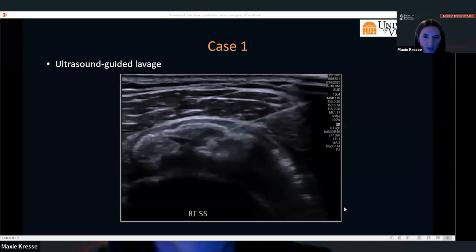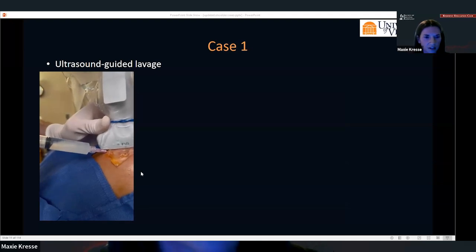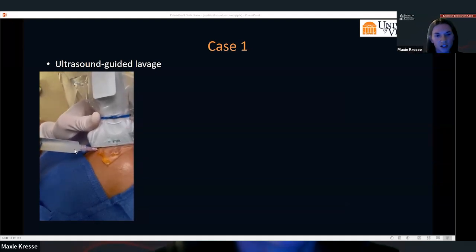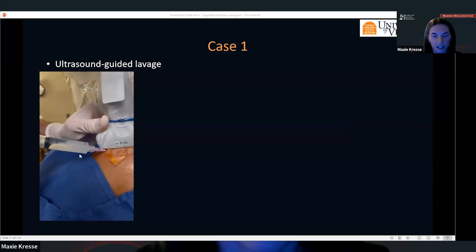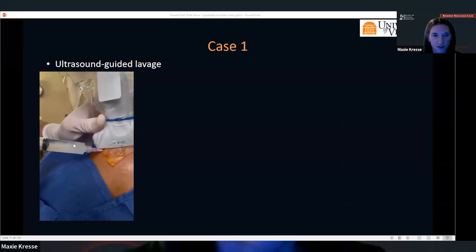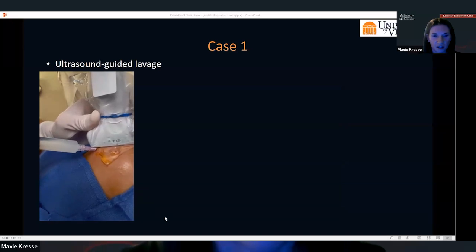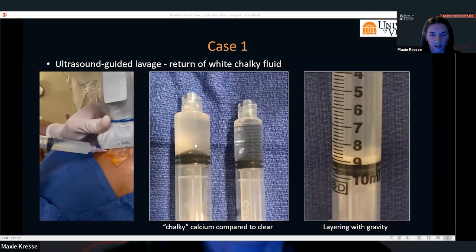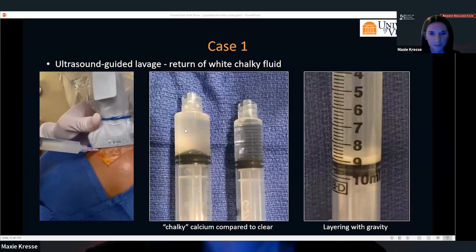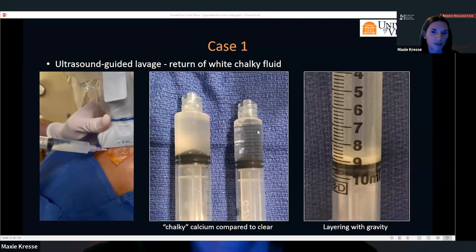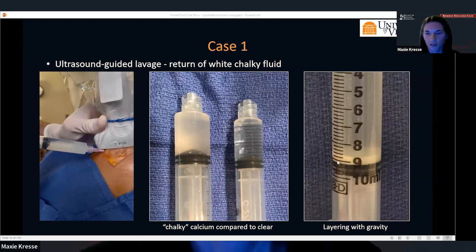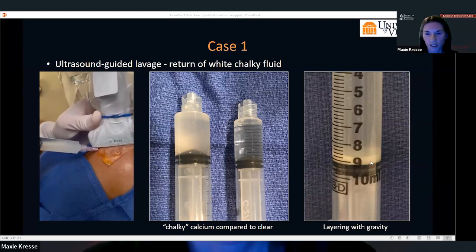We call it a fish mouth. So that's what it looks like inside the patient. And then I have a video here that you can see outside the patient. So you're doing that pumping motion with your thumb here on the syringe. And ideally, you're getting this nice chalky calcium back in the syringe. And this is what it looks like here. So this image is showing the opaque calcium coming back into the syringe. And then this is just comparing to normal, clear saline. And then if you hold this up, this calcium is going to layer with gravity.